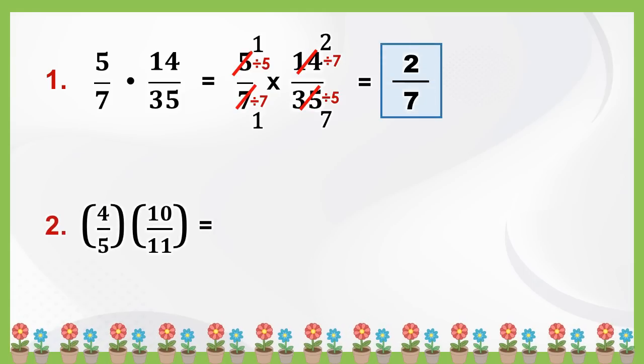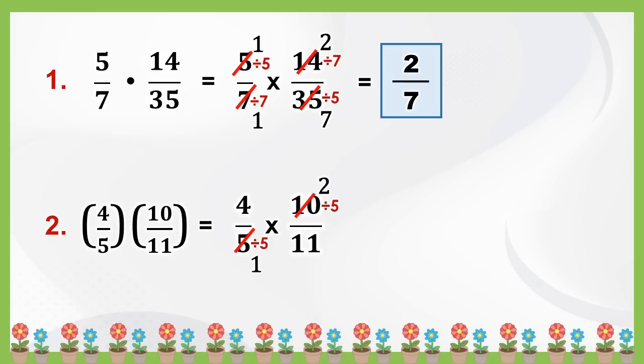Number 2. 4/5 times 10 over 11. The symbol used is open and close parentheses. It also means 4/5 times 10 over 11. And now, let's use the cancellation method. The pair of numerator and denominator that have common factors are 5 and 10. And they are divisible by 5. So 5 divided by 5 equals 1. And 10 divided by 5 equals 2.